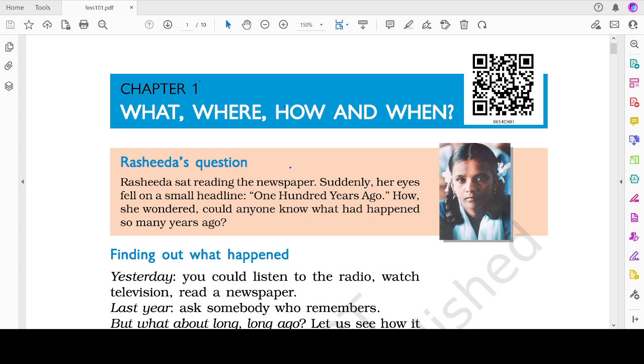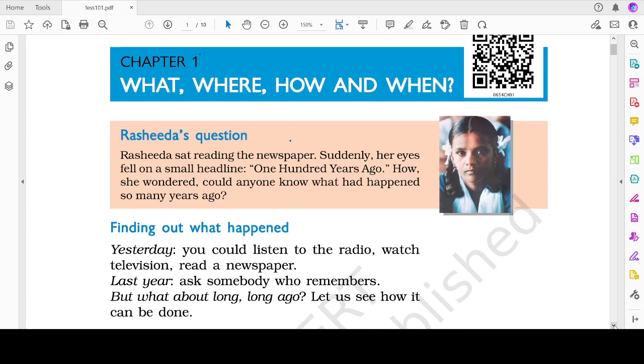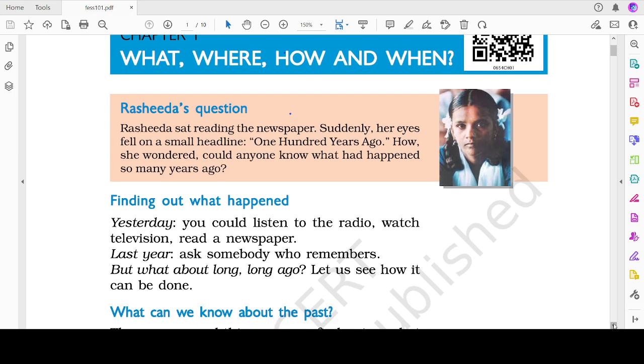So Rashida, as we can see in a picture here, is a girl who started reading a newspaper. When we read a newspaper, we try to link between the past and the future. So suddenly her eyes fell on a small headline saying 100 years ago. So she started to wonder, is there any method to know what had happened so many years ago? So she started to find out what happened.